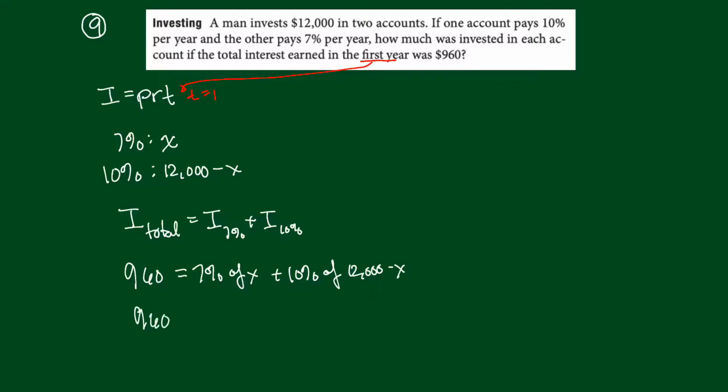Now let's make this a little simpler. We'll get 960 equals, how about 0.07x plus 0.10 of. That of is a multiplication. In mathematics, of is multiply. 10% of, multiply 12,000 minus X. There's our equation. We just need to solve this one.